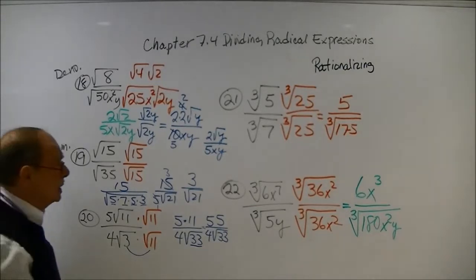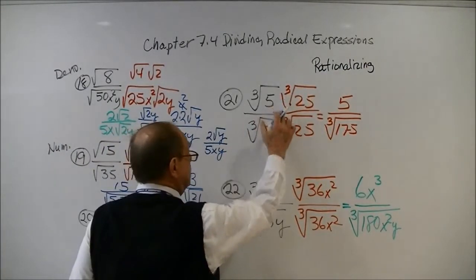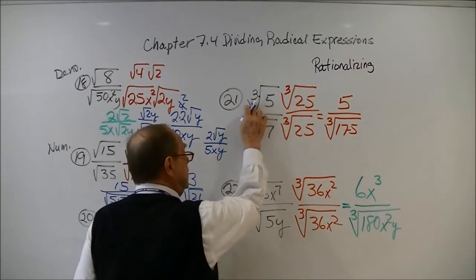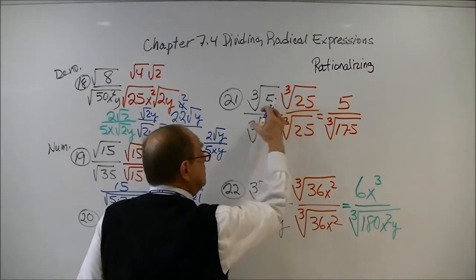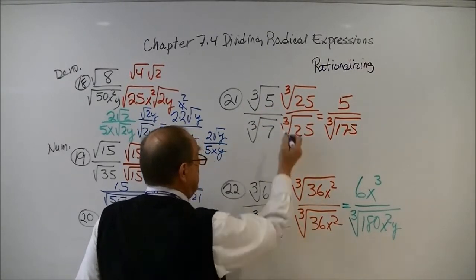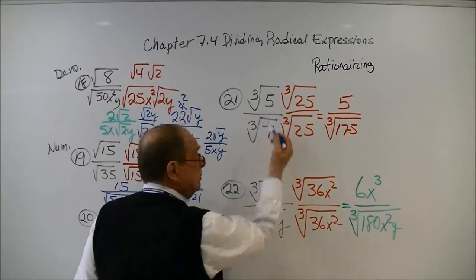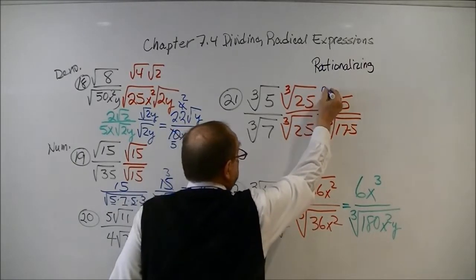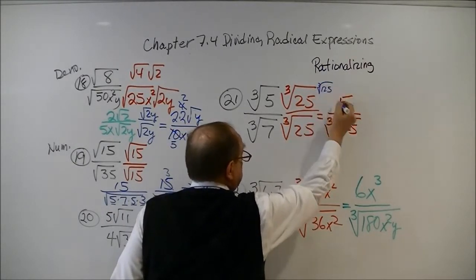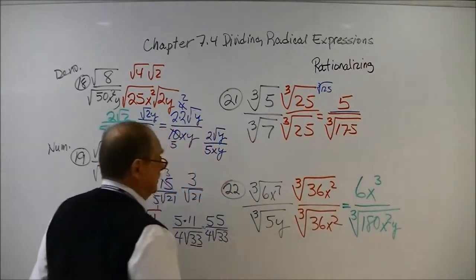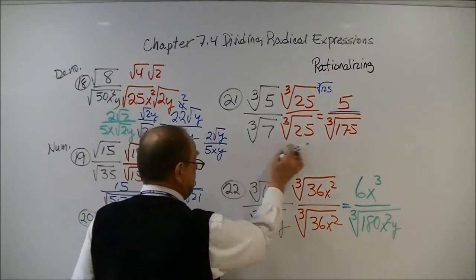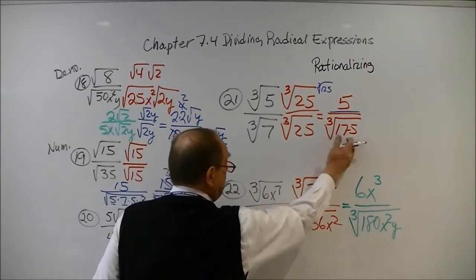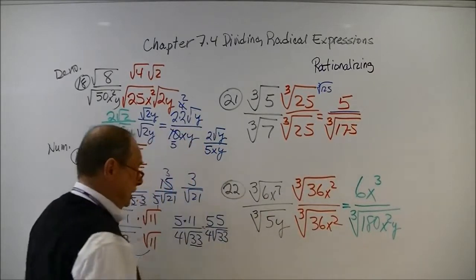All right, now for 21, again, we're rationalizing the numerator, and this is a 5, but notice the index number. The index number is a 3. So we have to make this into a perfect cube. Well, we're not going to multiply it by 5, that would just be a perfect square. We choose 25, which then makes it 125. And the cube root of 125 is 5. And then 7 times 25 is 175. And there are no perfect cubes in there, so that's the answer.